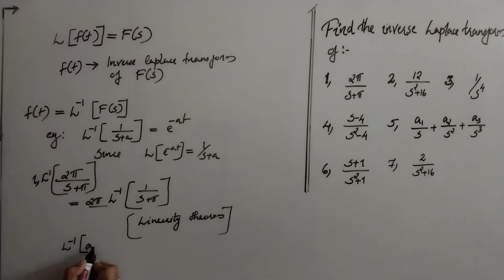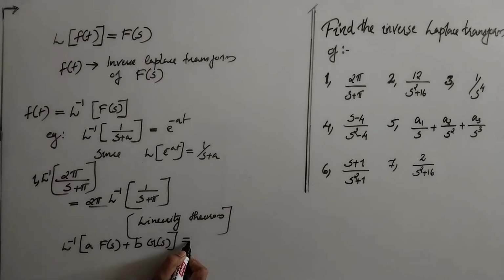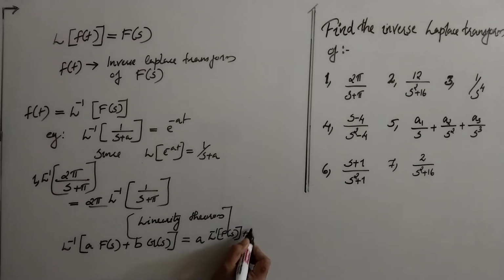That is, L inverse of a constant a into f of s plus another constant b into g of s is equal to a into L inverse of f of s plus b into L inverse of g of s, that is a into f of t plus b into g of t, by the linearity of inverse Laplace transform.